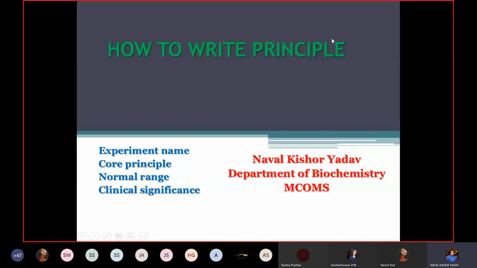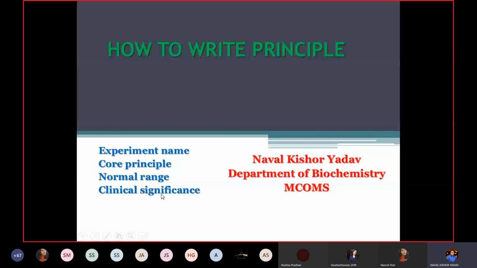So in today's class, we'll be discussing how to write the principle. In that, you have to mention the 4 points. If you do not write all these 4 in the exam, you will not get the full marks. For 5 marks, you have to write all these: the principle, the normal range, and the clinical significance.